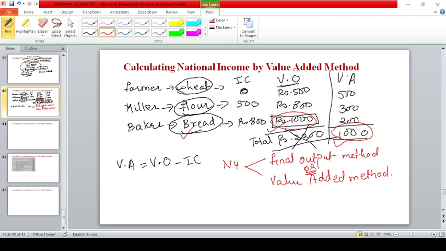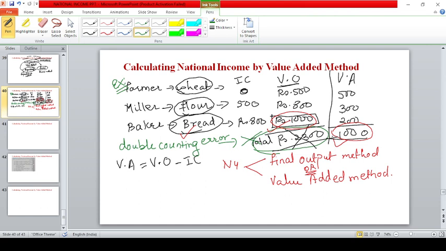We are, students, not going to consider the total value of output. We cannot take total value of output. If we take total value of output, it will show double counting error. So you can explain double counting error in your paper with the help of the example that I have given over here. So this was the example from which we understood what is double counting error and what is final output method and what is value added method.